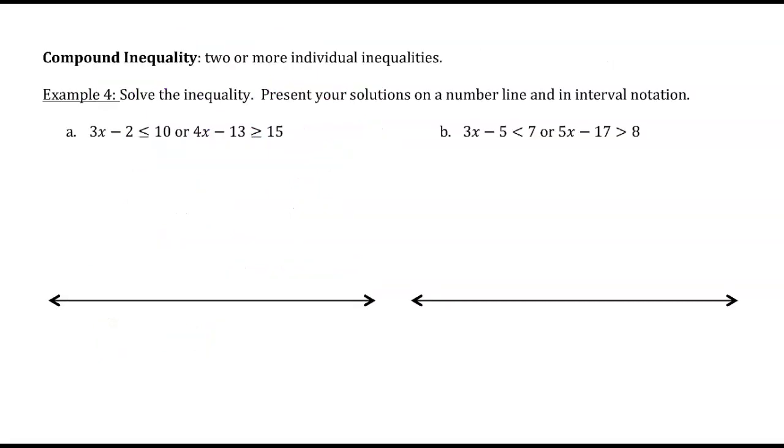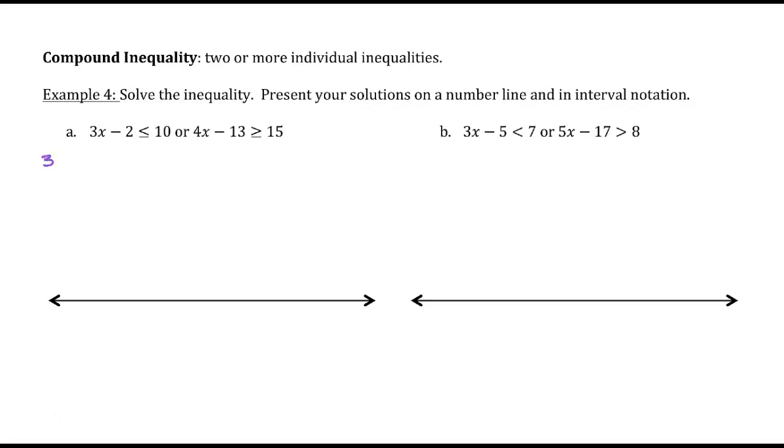A compound inequality is two or more individual inequalities together. So in example 4, you'll notice that we have two inequalities and we have the word or in between. That means that our solutions can satisfy this inequality or they can satisfy this inequality. It doesn't have to be both. Let's solve each of these inequalities separately.